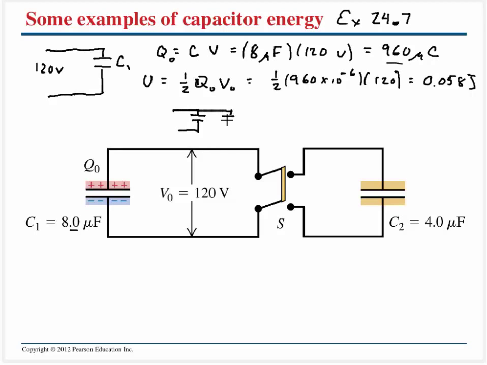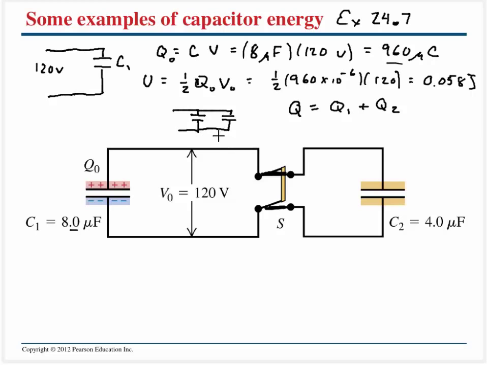Then what happens is we take away that 120 volt potential source and we hook this capacitor up to the other capacitor, throwing this switch right here. Now what's going to happen is this charge is going to flow. At the end of the day, the charge on this initial plate is going to go to both of those plates, but charge must be conserved.